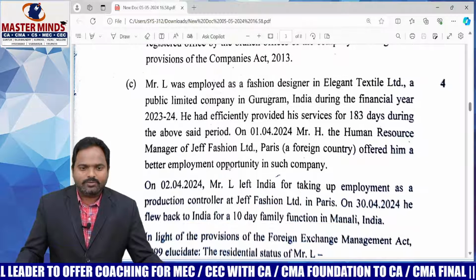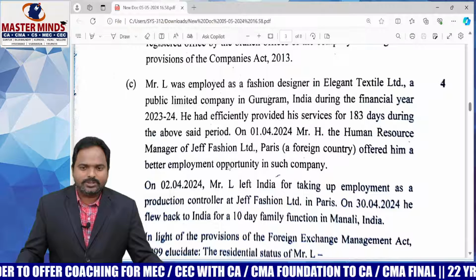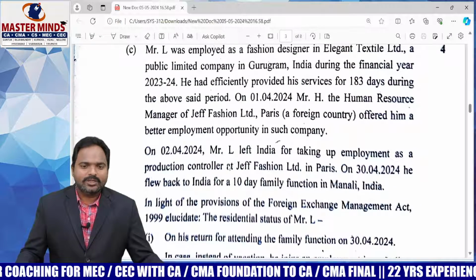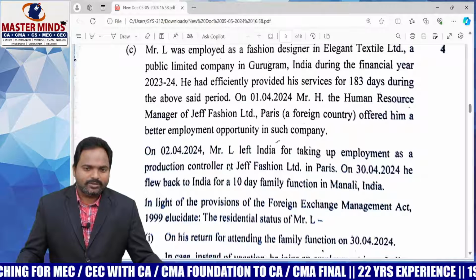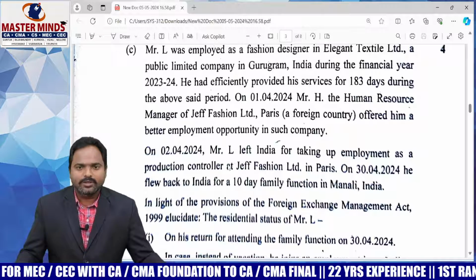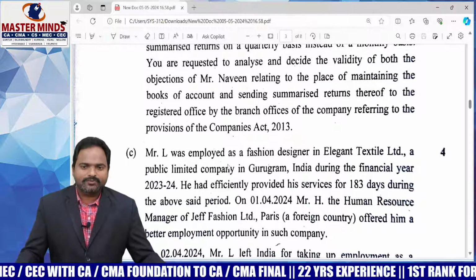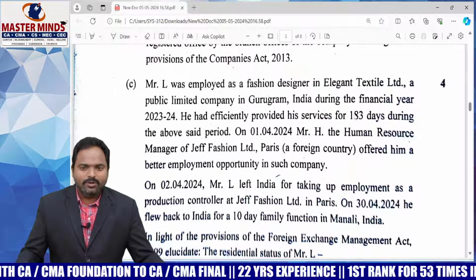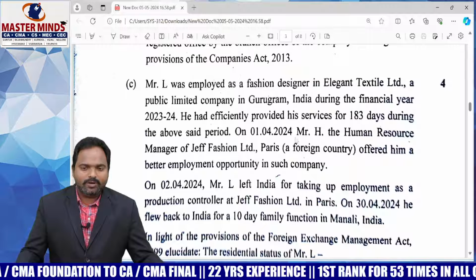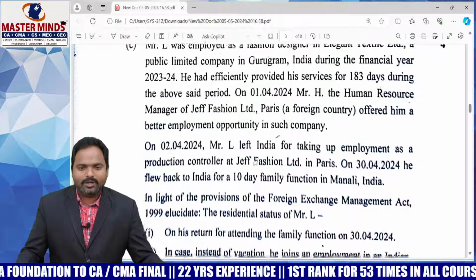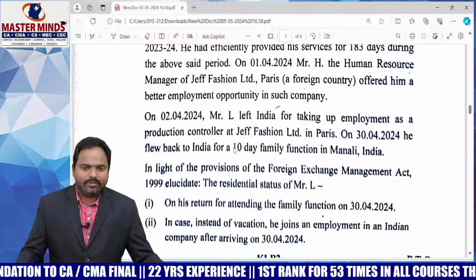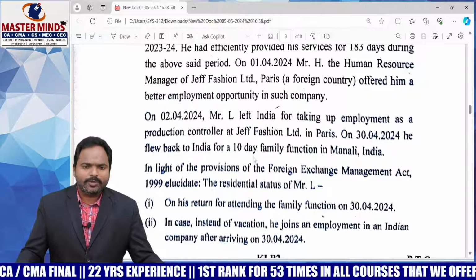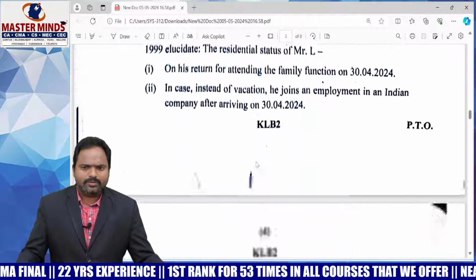And question number 1C is for 4 marks. This is actually from the FEMA Act. Person resident in India, person resident outside India. Based on that, they are asking this question. Based upon the discussion in FEMA Act, maybe the students can answer this question also. You should know 183 days, beyond 182 days, that you have to remember, then only you can answer. And moreover, the purpose of leaving India, that also you have to remember to answer this question actually. Question number 1C, 4 marks.